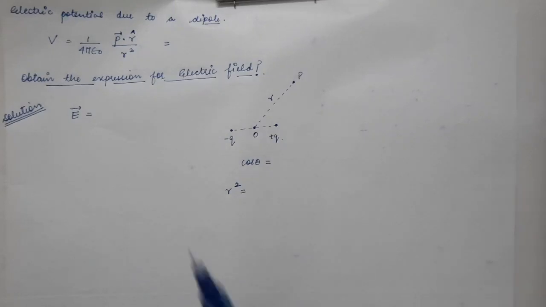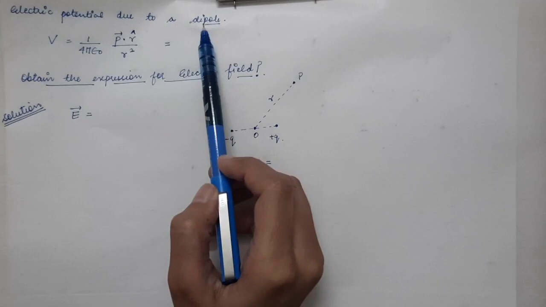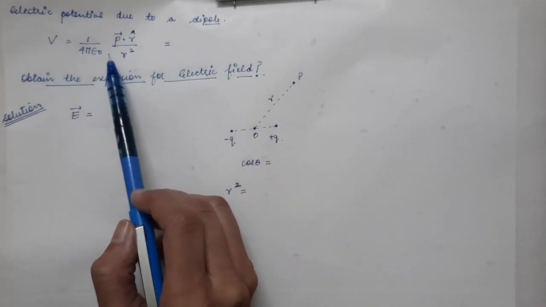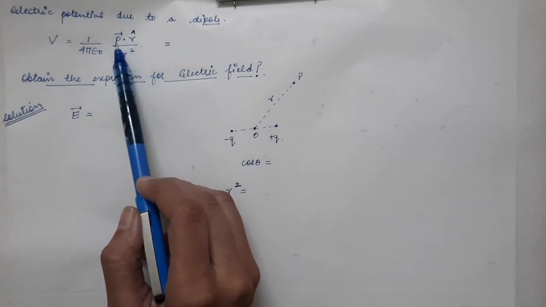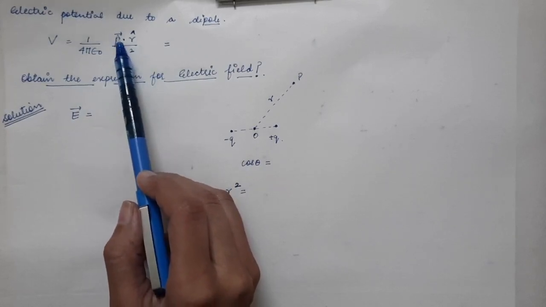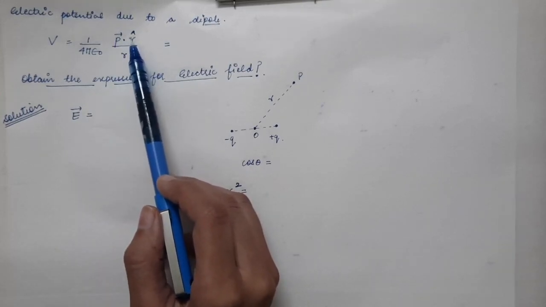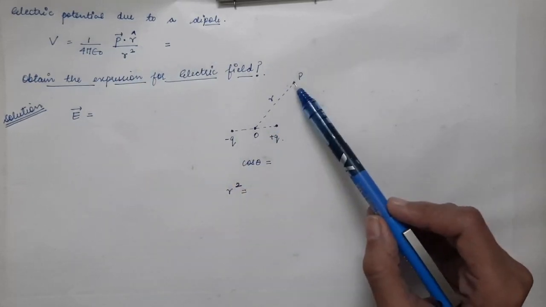In the previous lecture, we found the expression of electric potential due to a dipole. The potential came out to be equal to 1 by 4 pi epsilon naught, vector p dot product with r cap. Now what was vector p? It is the dipole moment, dot product with r cap. Now r cap is the direction of the position vector of the observation point.